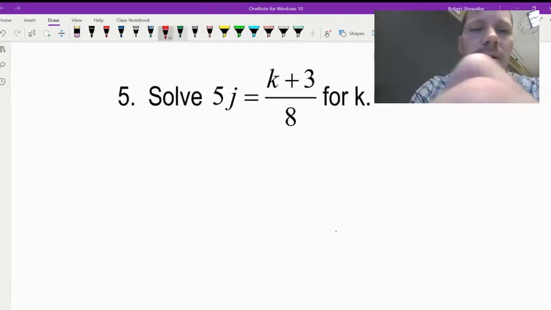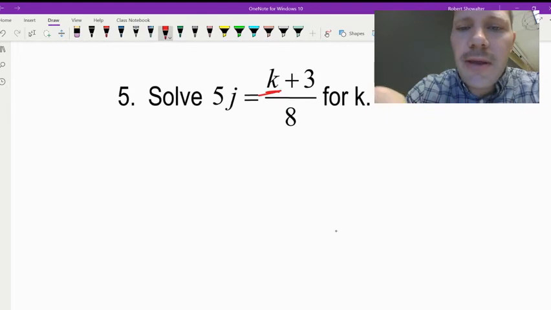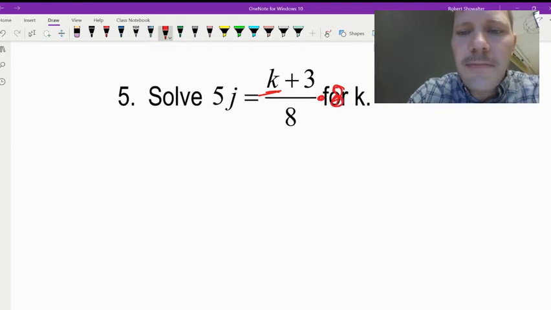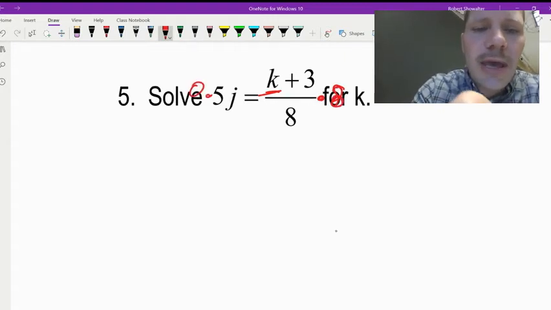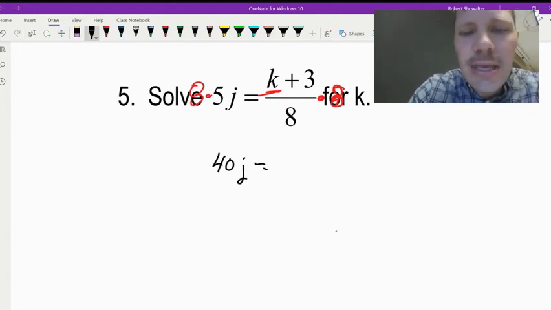We're going to find where K is. Right here, we have a +3 and we have a divide by 8. So we need to get rid of those two things. So right here, we're going to multiply by 8 because the divide by 8 is grouping that. So we're going to do 8 times 5, which is 40 today. So we get 40J equals K plus 3.